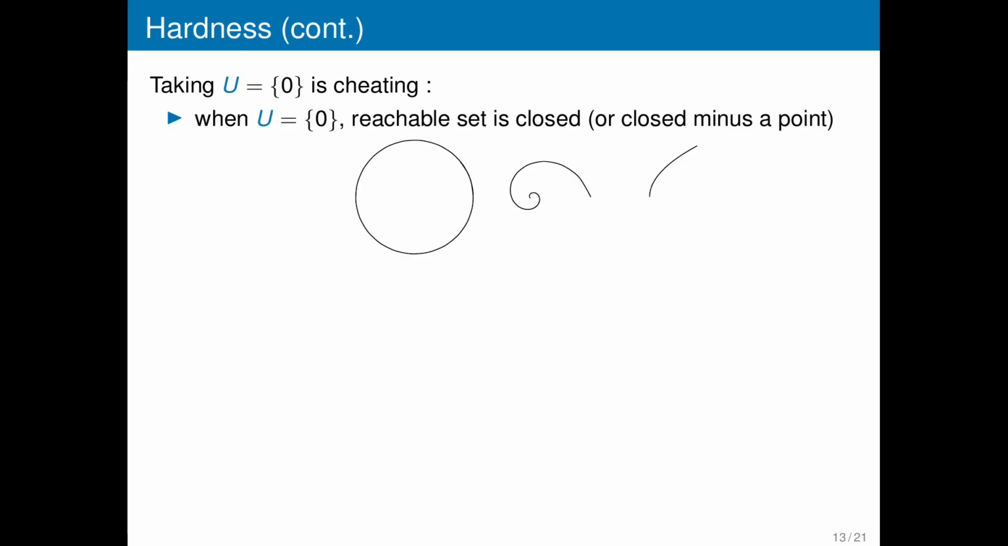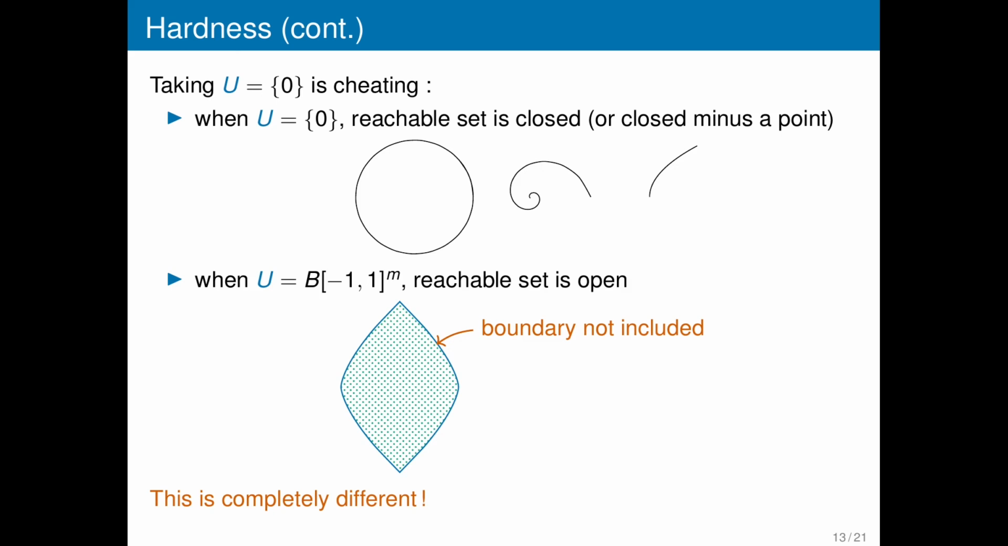However, in some sense, taking the set of controls U to be equal to 0 is cheating. In particular, the reachable set is always closed, or a closed set minus the origin. However, in contrast, where we take U to be equal to a zonotope, we can show that the reachable set is always open. In other words, it will look like this diamond shape, but the boundary will not be included. From a topological perspective, those two problems are very different. In fact, it is much harder to decide membership into a closed set than in an open set in general.